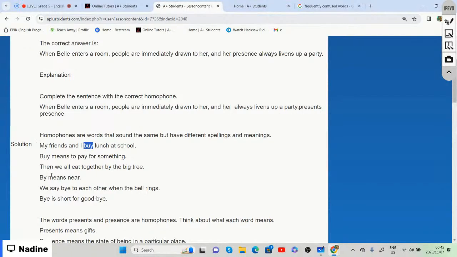Then we all eat together by the big tree. And this word by means near, which is by the big tree. And then we say bye to each other when the bell rings, right? And that bye is short for goodbye. So this is an example of three homophones. And we said homophones are words that sound the same, but they have different spellings as well as meanings.